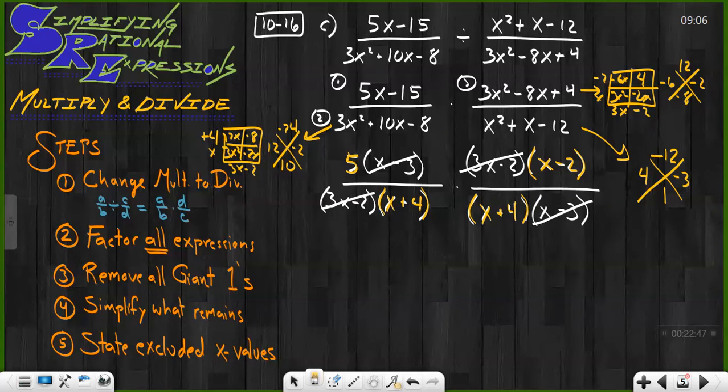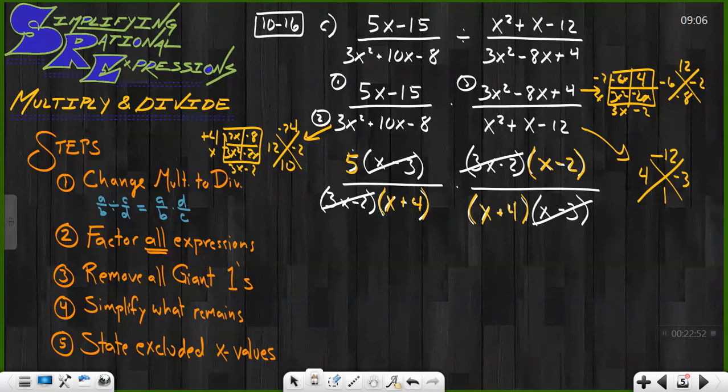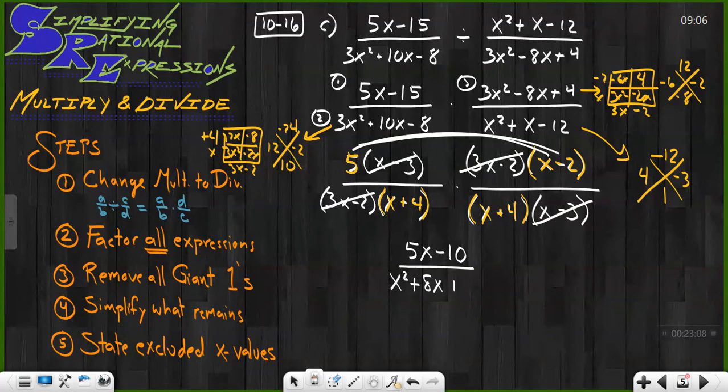All right? So if I were to simplify this down, I'm going to multiply things back together. In this case, I'm going to take that 5 and distribute it. 5 times x would give me 5x, and 5 times negative 2 is negative 10. Over on the bottom, I've got x plus 4 times x plus 4. If I multiply that back out, I get x squared plus 8x plus 16. It's a perfect square trinomial.